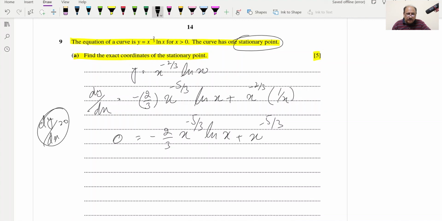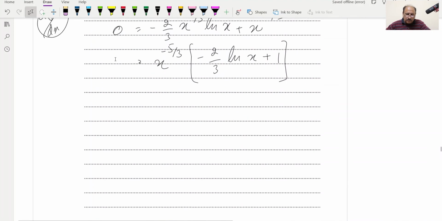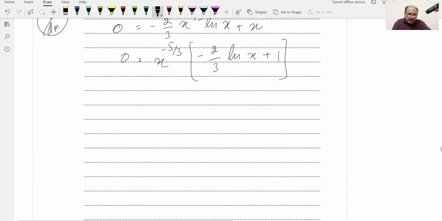Further, we can shift, basically x raised to the power... otherwise what we can do, we can take common x raised to power minus 5 over 3, which is common in both. So we can take x raised to minus 5 over 3, and inside will be minus 2 over 3 log x plus 1. This one will be the remaining portion. Now we can write x raised to minus 5 by 3 is equal to 0, or the other thing, minus 2 over 3 log x plus 1 equal to 0.